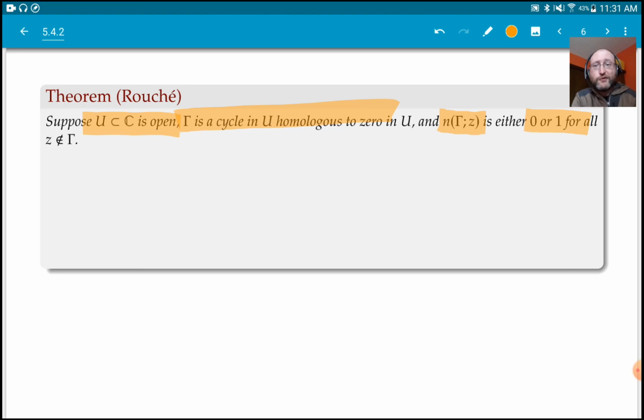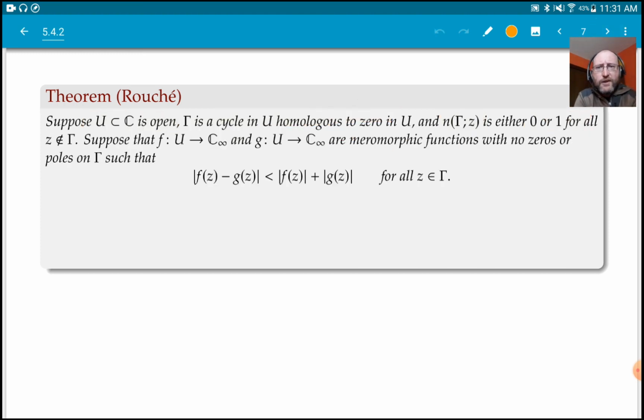So clearly it's 0 when z is not in U, and the only points that it winds around are going to be in U, and it winds only once around them. And so we can think of all the points that it winds around as the inside of gamma. All right. And suppose that we have two meromorphic functions, f and g, and none of their zeros or poles are on gamma. So all their zeros and poles are somewhere off of gamma.